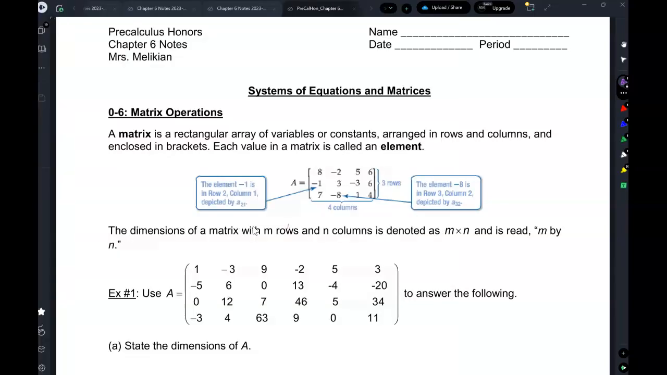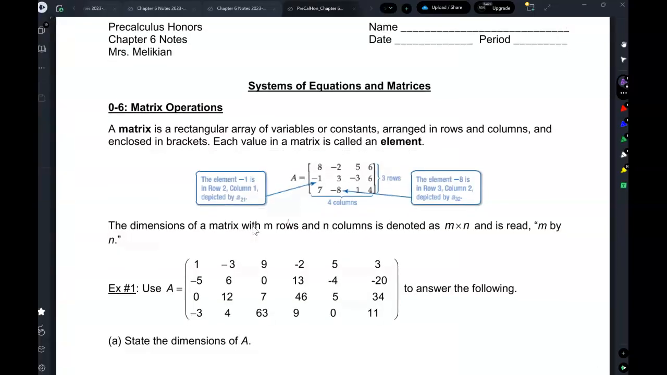A matrix is a rectangular array, right? An array is something that has rows and columns. It's a rectangular array of variables or constants arranged neatly in rows and columns. I think this is why math teachers love matrices, because everything is just in neat rows and columns, right? And they're enclosed in brackets. A matrix is a way of organizing information, and it not only organizes information, it also makes it possible to perform operations on that information.